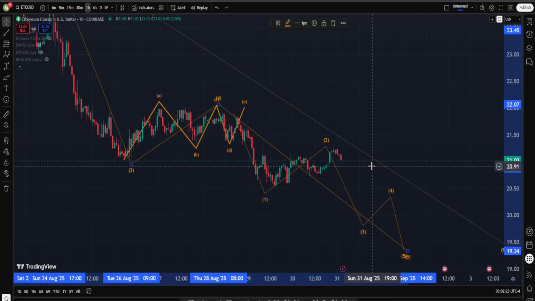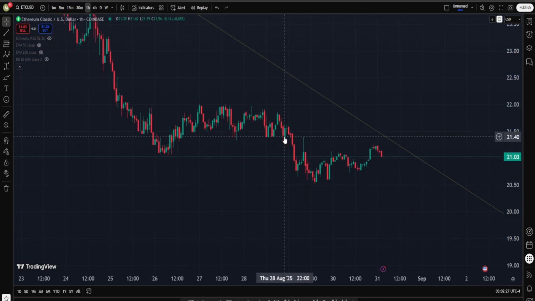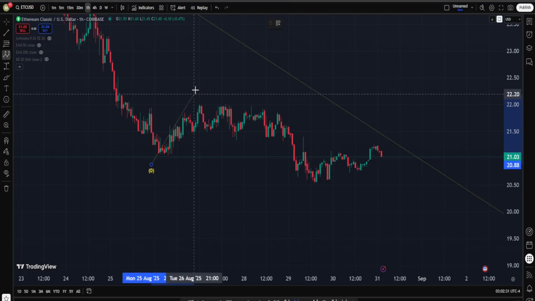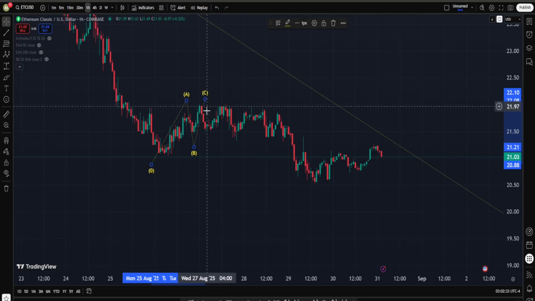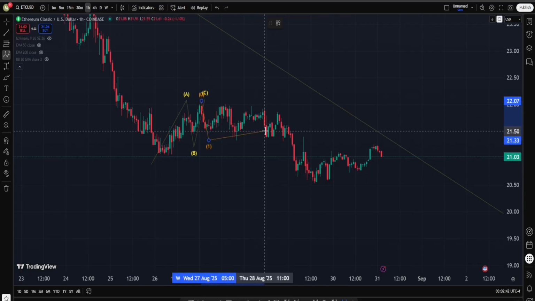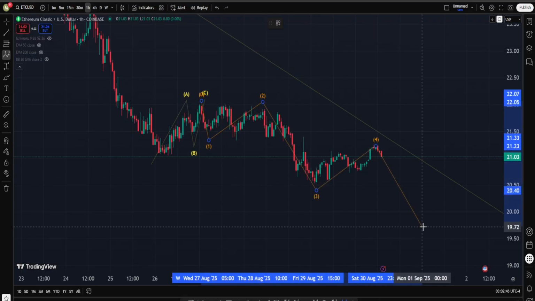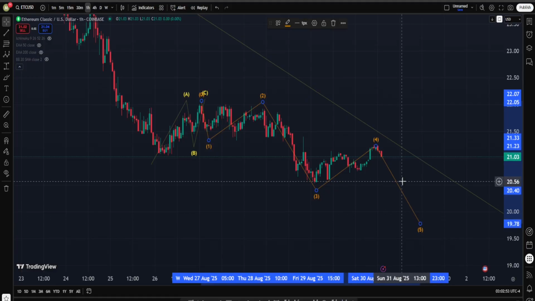Can we have another count? Yes. You see, you can argue that maybe as opposed to having an A, B, C, D, E, a triangle, this is going to be just an A, B, C, or maybe a WXY in form of a double zigzag. Honestly, it's not really that important. And then this is this initial phase, followed by a correction for wave 2 to about this point, another move down into wave 3, correction for 4, and once more the conclusion is the same, meaning probably we're gonna see another move down in the short term into our wave 5.